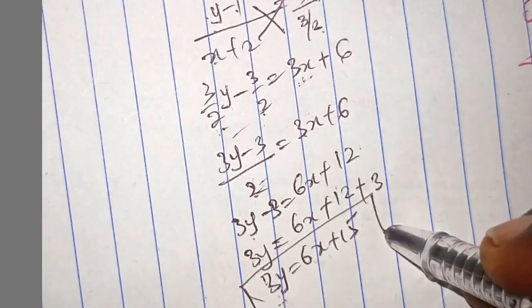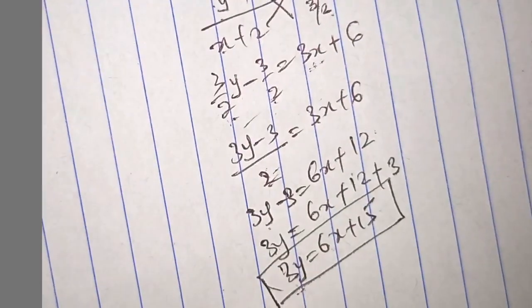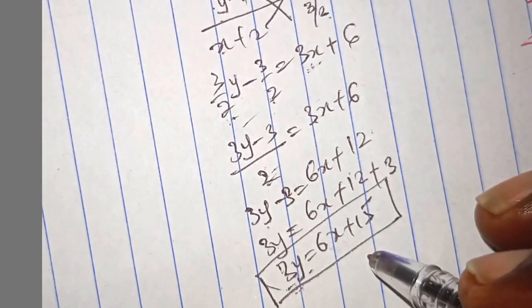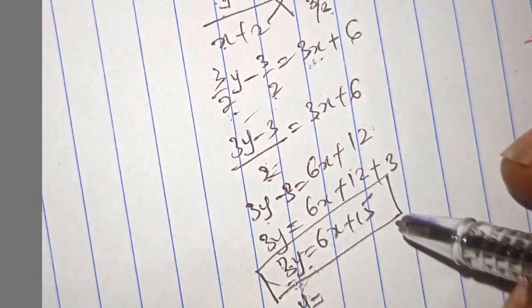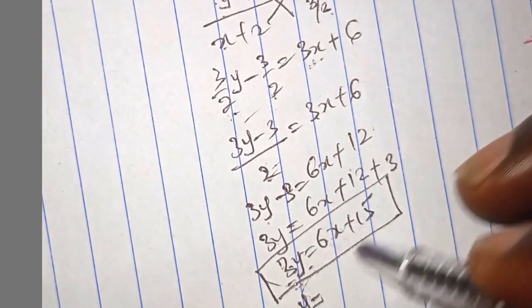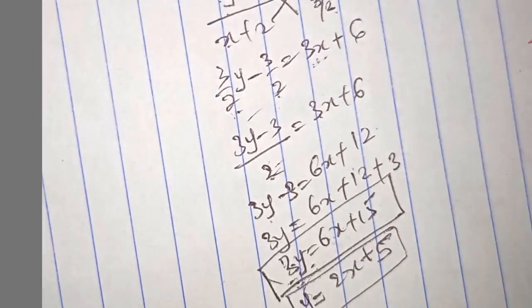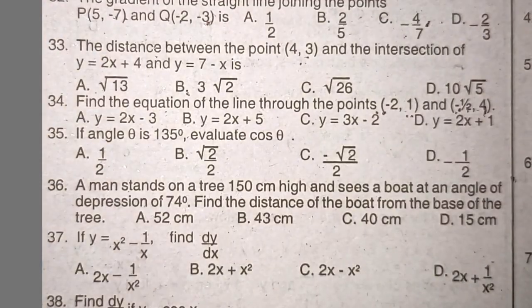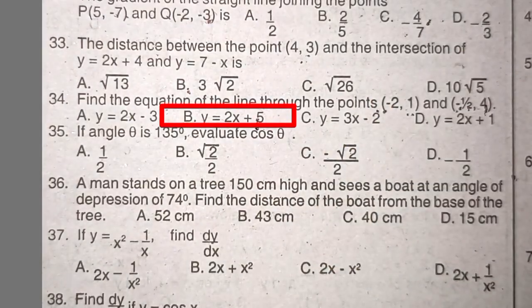Then from here, this answer might not be in the options. Let's check if it's there first. So you can see it's not there in the options. So let's divide everything by 3, because you can notice that 3 can go into everything. So this will be y. 3y over 3, that's y. 6x over 3, that will be 2x. 15 over 3, that's 5. So y equals 2x plus 5. So you see that it's there. y equals 2x plus 5 is there. So I hope you understand.